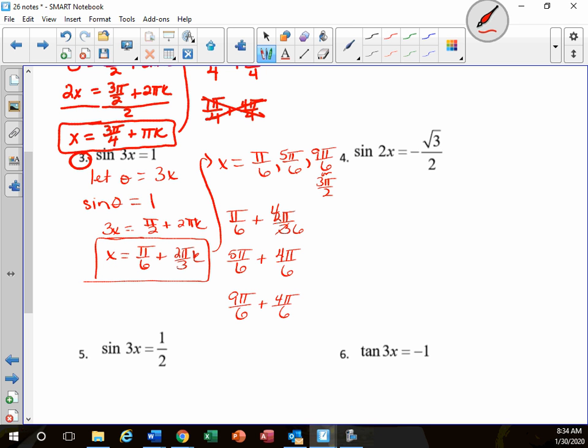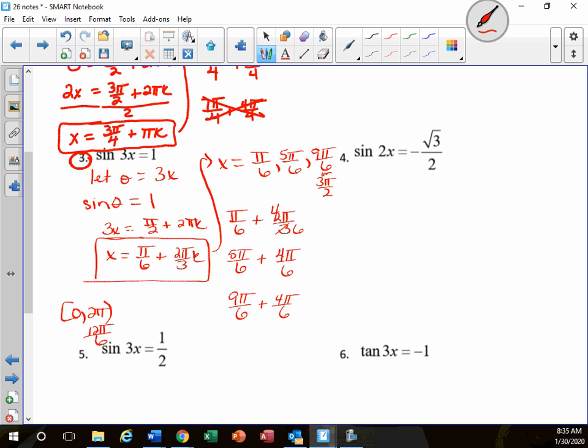13 pi over 6. Okay, remember we are solving from 0 to 2 pi, right? So in your head think, all right, if that's over 6, 2 pi is 12 pi over 6, right? So I need any answer up to that. So I could keep going, and then I stop.